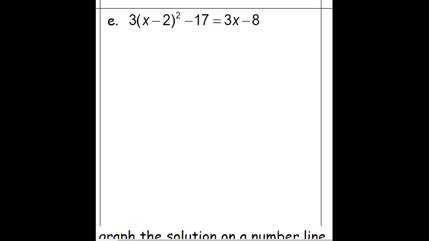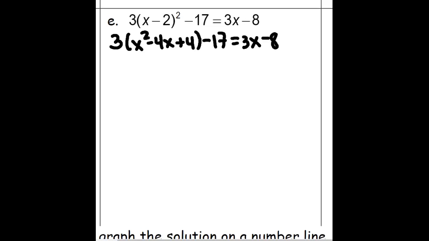So on 3E, what I'm going to do is work out this (x minus 2) squared, which is going to be a perfect square trinomial. x squared minus 4x plus 4 minus 17 is equal to 3x minus 8. I'm going to distribute the 3 and get 3x squared minus 12x plus 12 minus 17 is equal to 3x minus 8.